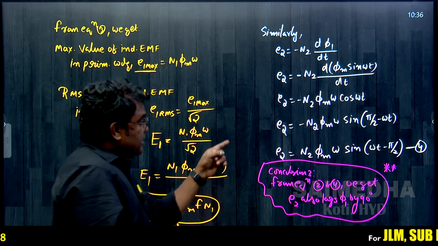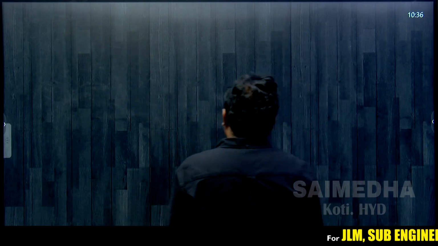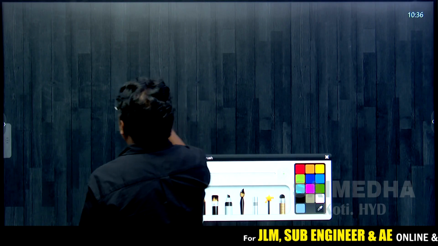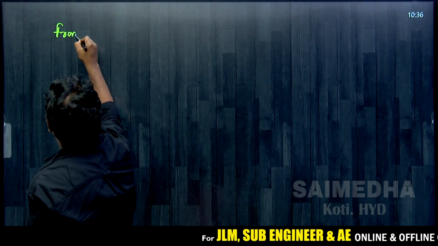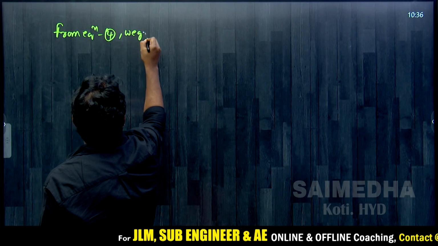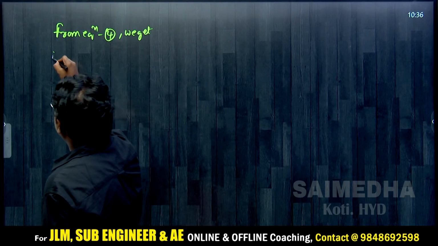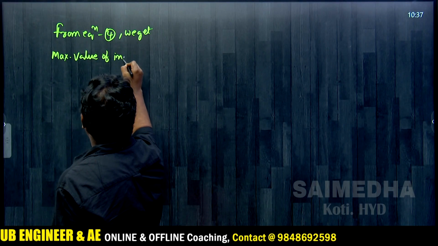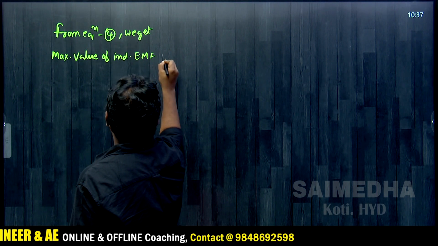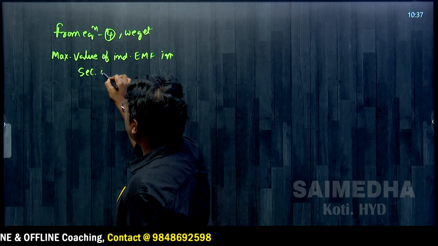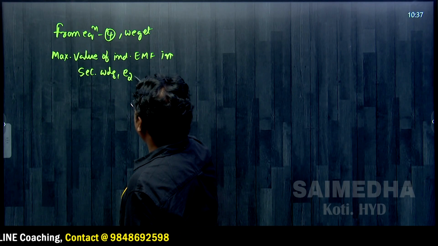Next, from equation 4, what can we represent? From equation 4 we get the maximum value of induced EMF in the secondary winding. It is denoted by E2 maximum.